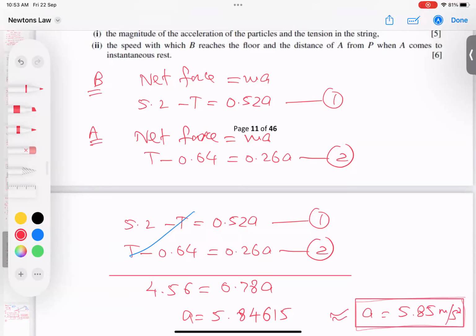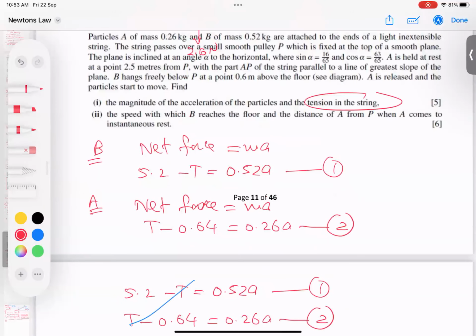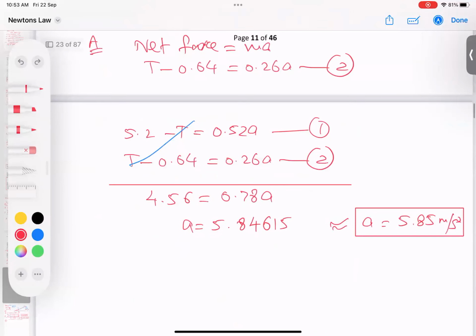We got the acceleration, but he said no, give me the tension also for 5 marks. So this value I can plug into either equation, but I'm plugging it into number two. So tension minus 0.64 is equal to 0.26 times 5.85. Just solve by typing in the calculator: 0.26 times 5.85 and plus 0.64. And my answer is coming 0.66.